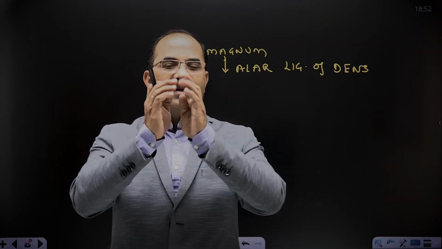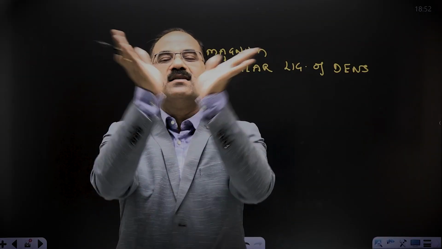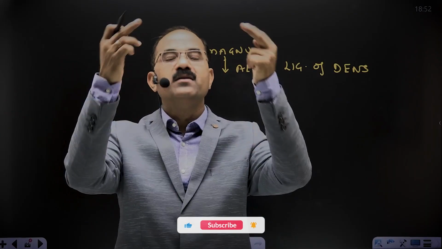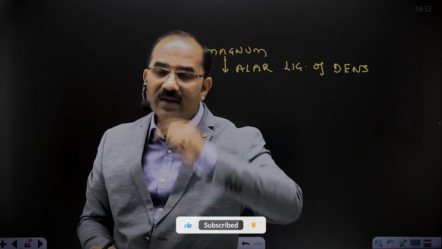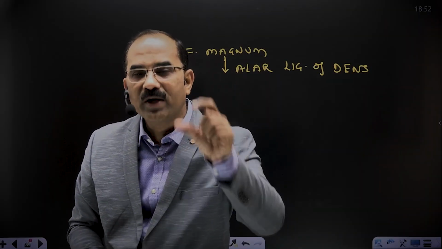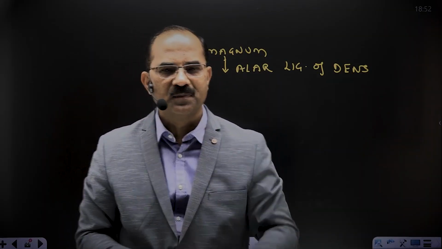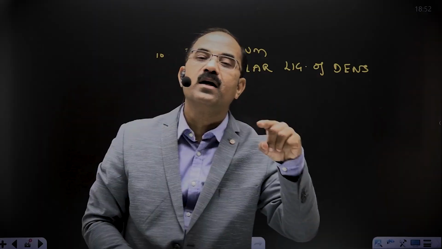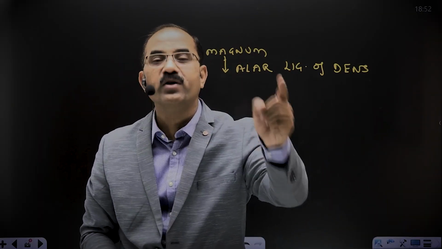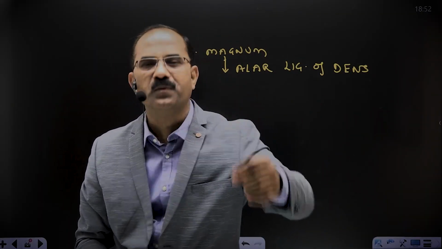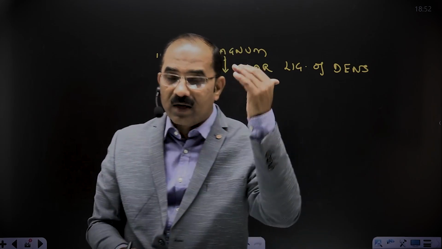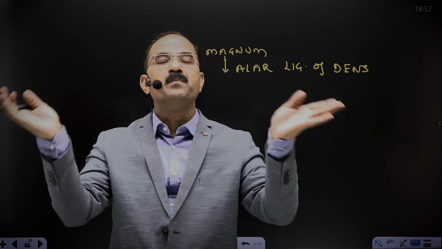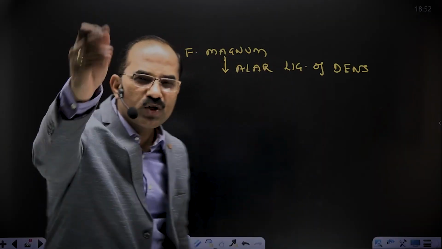From the apex of the dens, there's another ligament which goes sideways like this, and it divides the foramen magnum into 2 compartments, anterior and posterior. That ligament is known as the alar ligament of dens. So attached to the dens are 2 ligaments. One is the apical ligament of dens, which is a remnant of the notochord. The second is the alar ligament, which goes horizontally and divides the foramen magnum into 2 compartments, students.